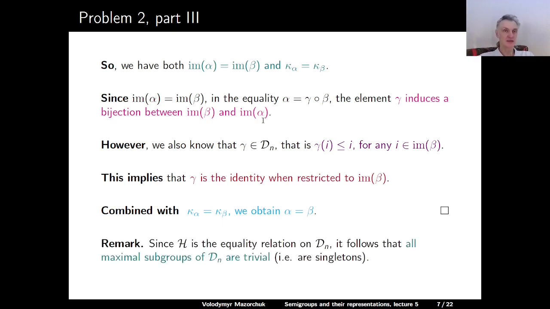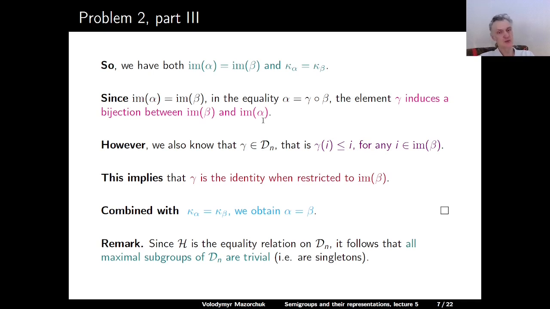Let us remark that as a part of problem 2, we have shown that the relation H on Dn is trivial, so it coincides with the equality relation. From this it follows that all maximal subgroups in Dn are trivial because they are just H classes containing idempotents.